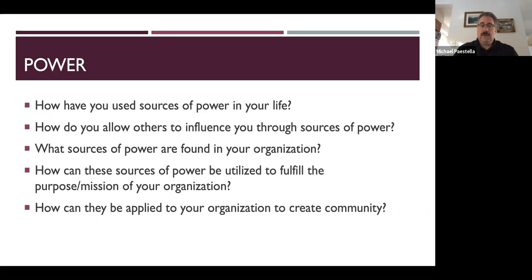Then looking at your organization, what sources of power are found in your organization? Which of the 6 are there? How are they used? Then how can these sources of power be utilized to fulfill the purpose and mission of your organization? So when you look at your constitution, when you look at your values, when you look at that mission statement of, we are group ABC, and this is what we do, how can you use some or all of those 6 sources of power in a positive way to bring that mission to life?